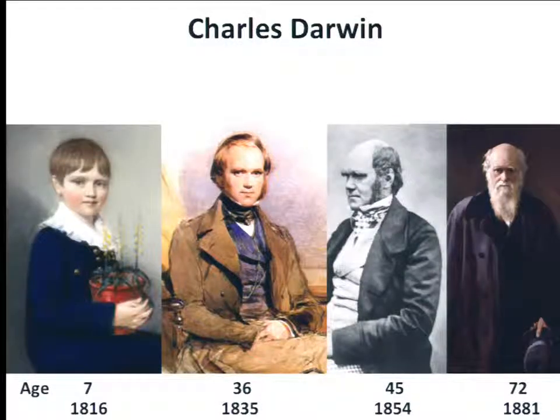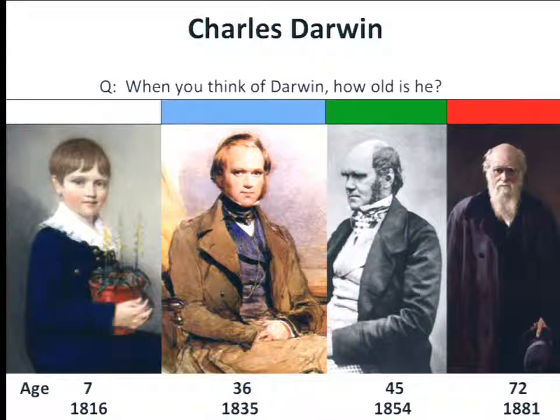So these are portraits of Charles Darwin at various ages: 7, 36, 45, and 72. And this is really a sociological question. When you think of Darwin, if you think of Darwin, how old is he?